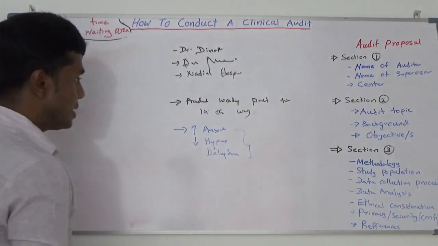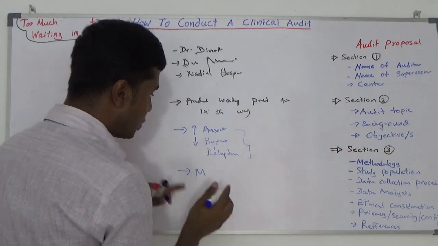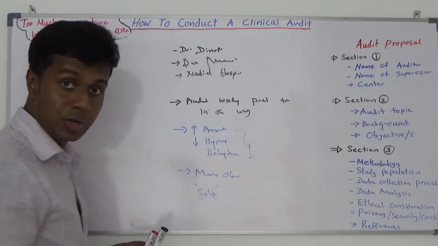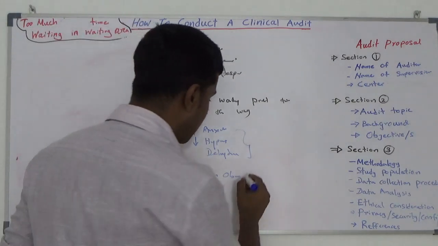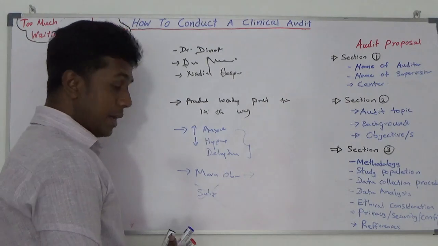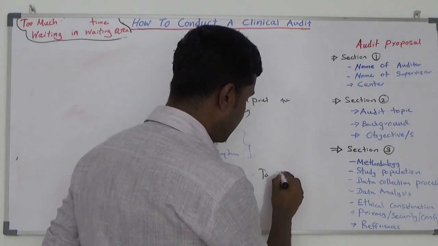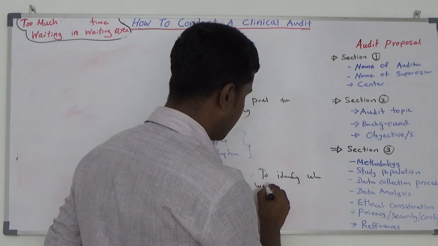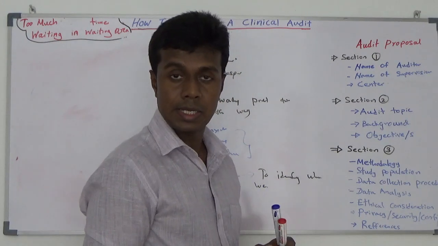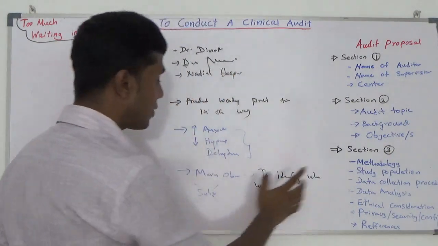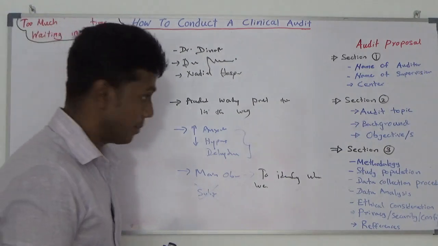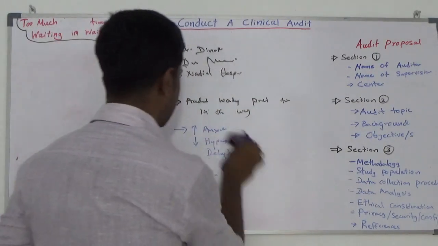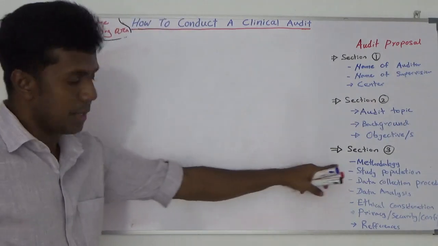Then you have to mention your objectives. Two things: the main objective, and you can have a subsequent objective, or sometimes you may not have a subsequent objective, and only the main objective is enough. My main objective is to identify whether we are keeping our patients longer than the standard value. So these are my objectives. Then I move into section 3. Section 3, the first one, is methodology.